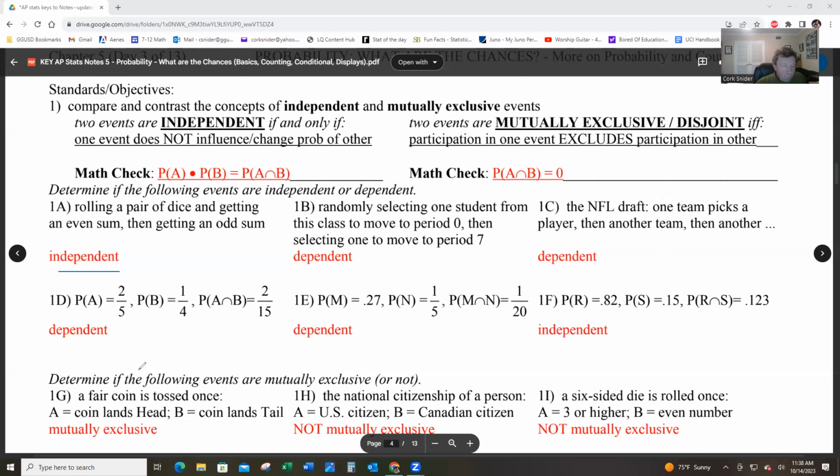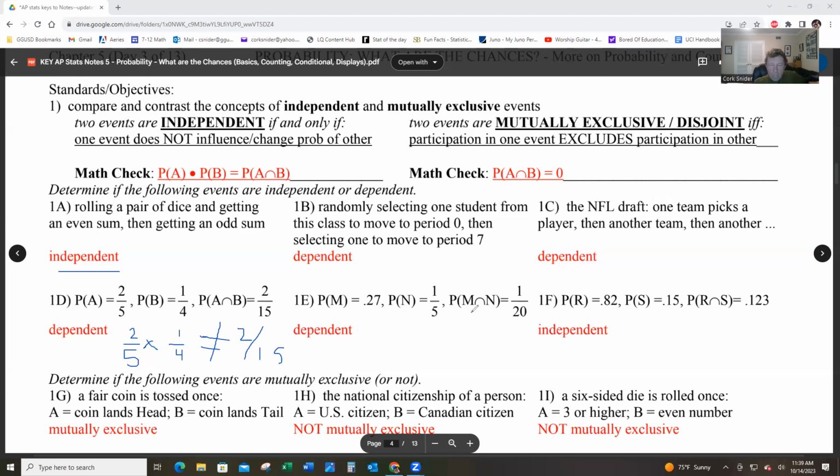Okay, now, this is a quick math check. Probability of A is 2/5 and B is 1/4, and their intersection is 2/15. So what you're going to do is multiply 2/5 times 1/4, and see if that equals 2/15. If you do the math, 2/5 times 1/4 is 2/20. So they are not equal. Therefore, there is some dependence. And if there's any dependence at all, we call it dependent.